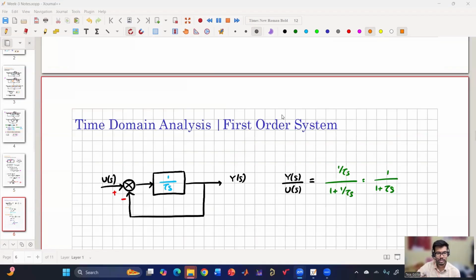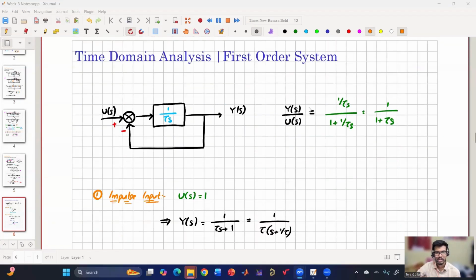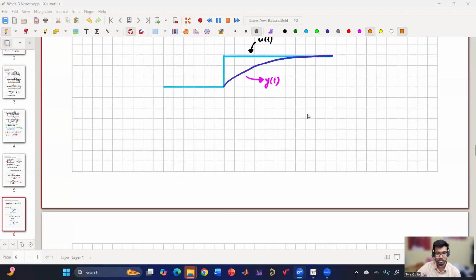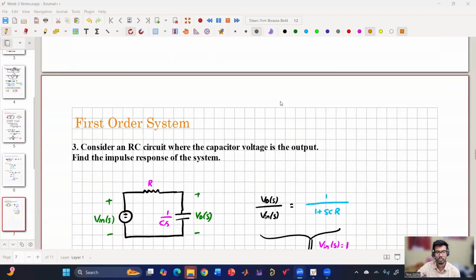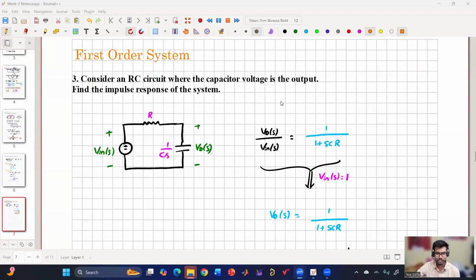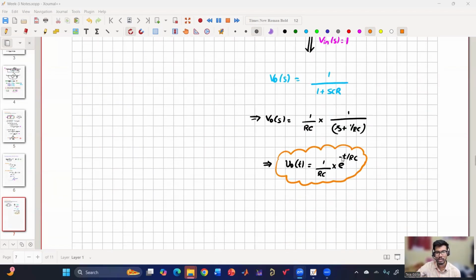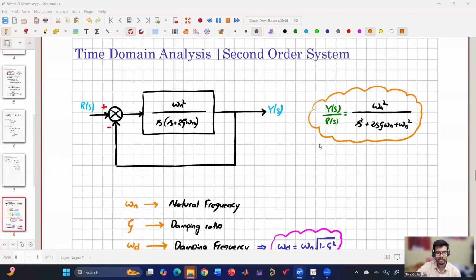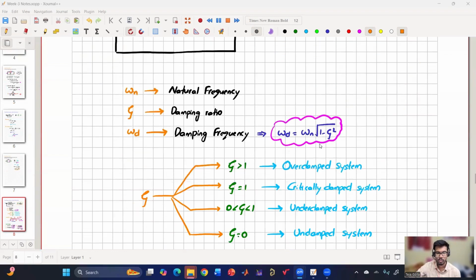Then we have shifted to the time domain analysis. First, we have seen a first order system, how the output will look for an impulse input and for a unit step input, and we have seen the waveform for unit step input. And then we have considered one RC circuit, and we have seen what the impulse response expression looks like.